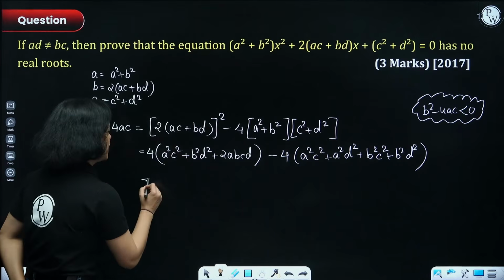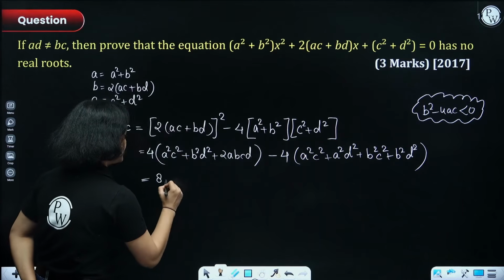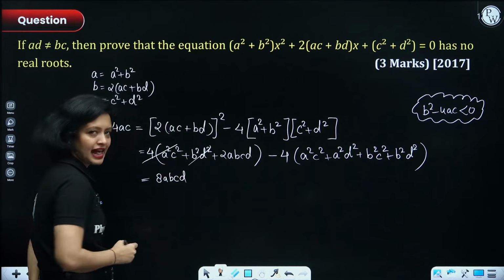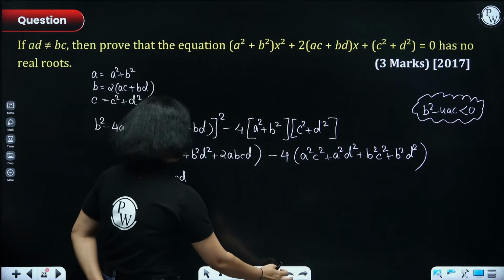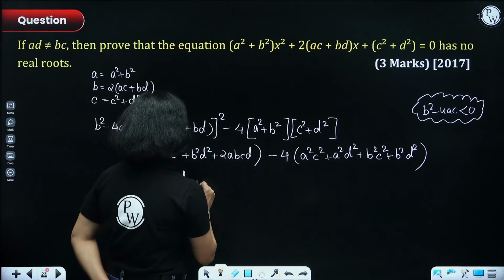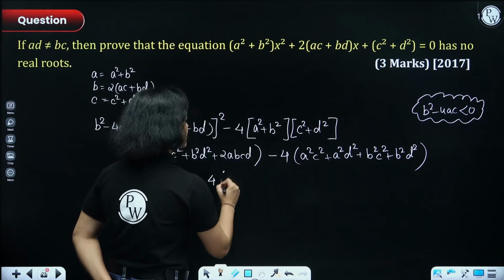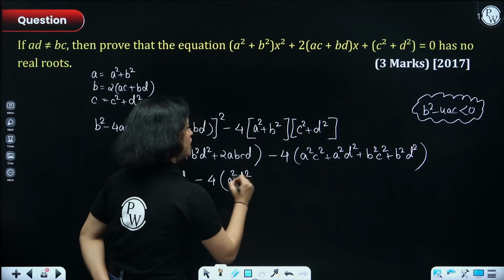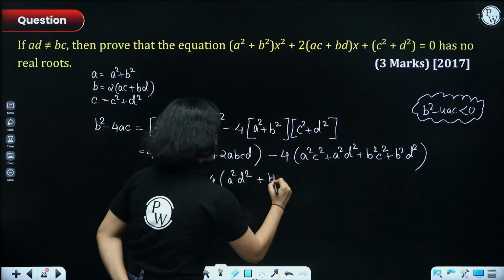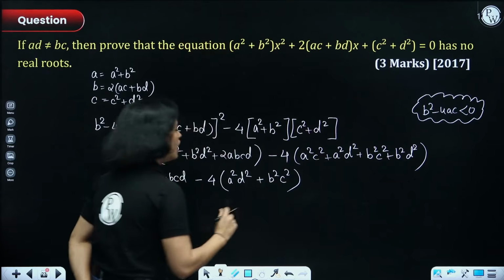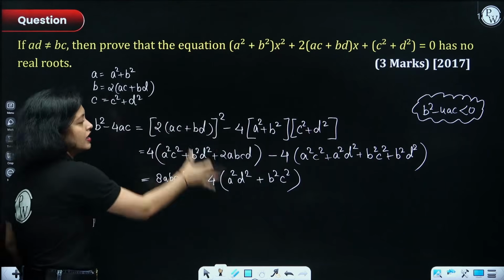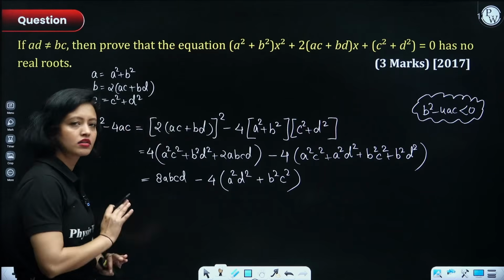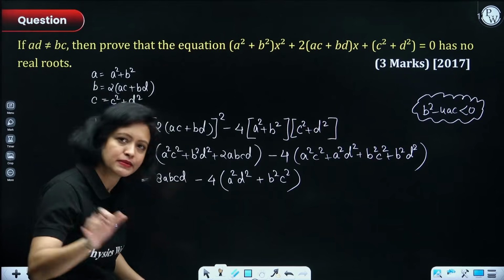So I will directly write after simplification what we get. Okay. So I'll have 8abcd left from the first bracket, because both of these will get cancelled. And from the second bracket we'll have minus of 4a square d square plus b square c square. Now here comes the important part. Till here there was nothing that you could not do. It's very simple, okay? You just have to simplify and simplify and simplify.